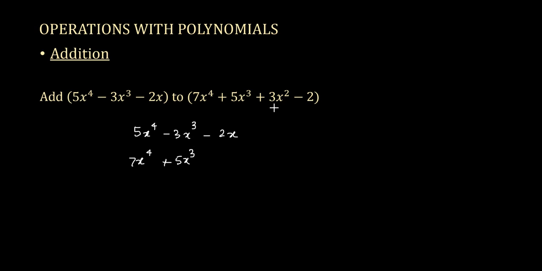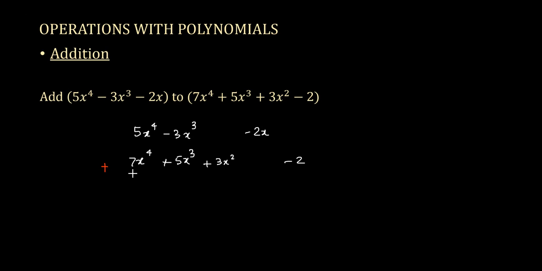Next term is 3x square. As there is no term in the first polynomial having x square, I should write this 3x square by leaving one gap. So 3x square here, then comes the x term. In the first polynomial we have the x term as minus 2x. As there is no x term in the second polynomial, we'll leave a gap and just write the last term, which is minus 2, right?